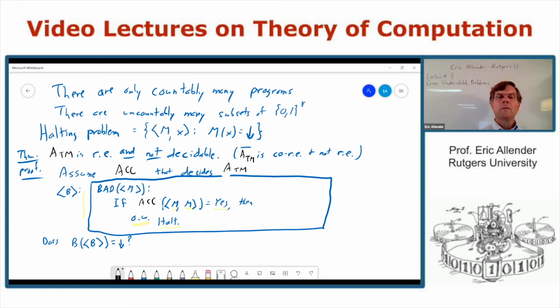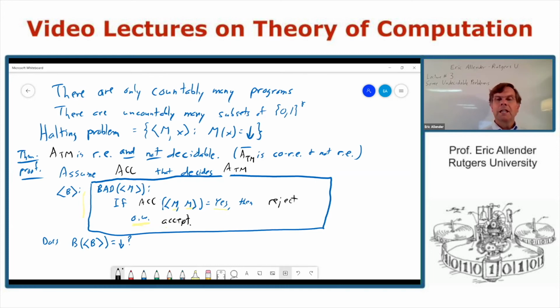Else we will accept. So if I'm given a subroutine that always halts and returns yes or no, then this routine bad is certainly something that we can write. And now let's call this piece of code B.